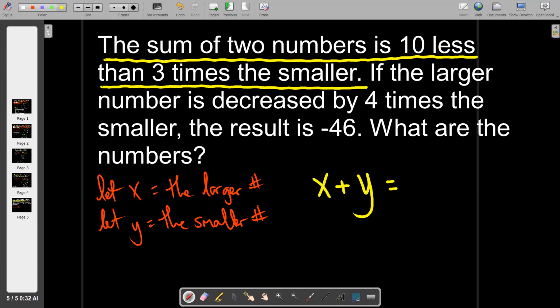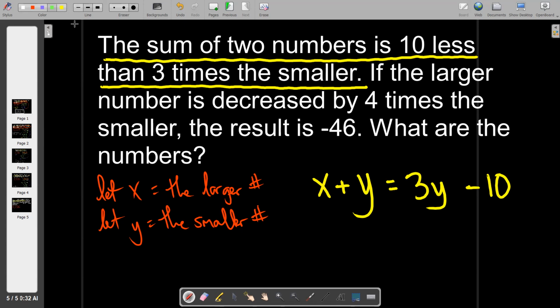Now the right side is what comes after the word is, and that's 10 less than 3 times the smaller. What's that going to be? Beautiful. 10 less than 3 times the smaller. Nice. So far, so good.